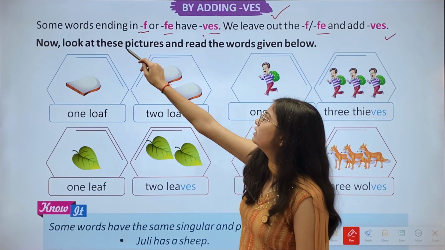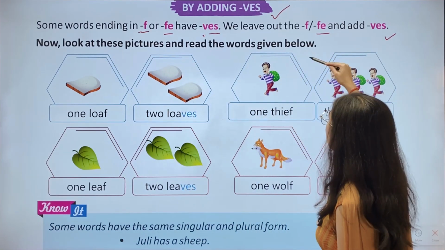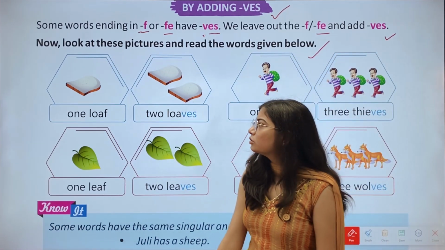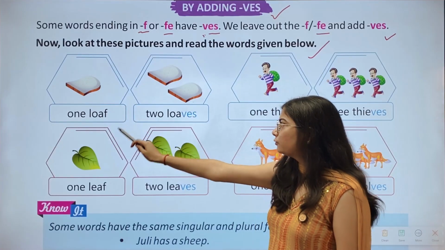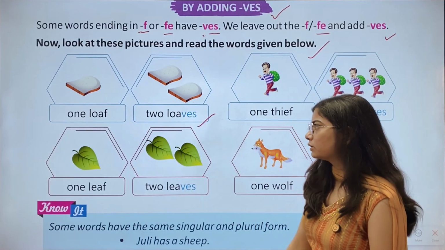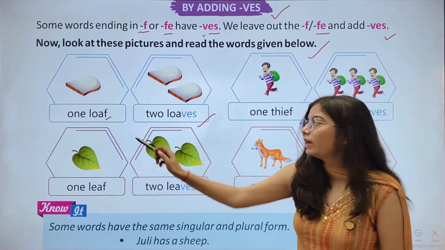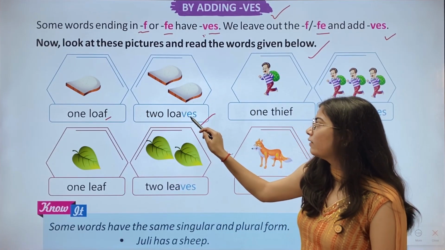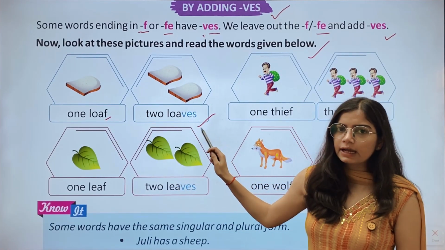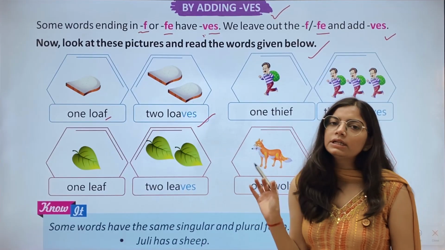Now look at these pictures and read the words given below. So we have one loaf, two loaves. Here you can see the word is ending with f and we have removed f and we have added ves. That's how we get the plural word.